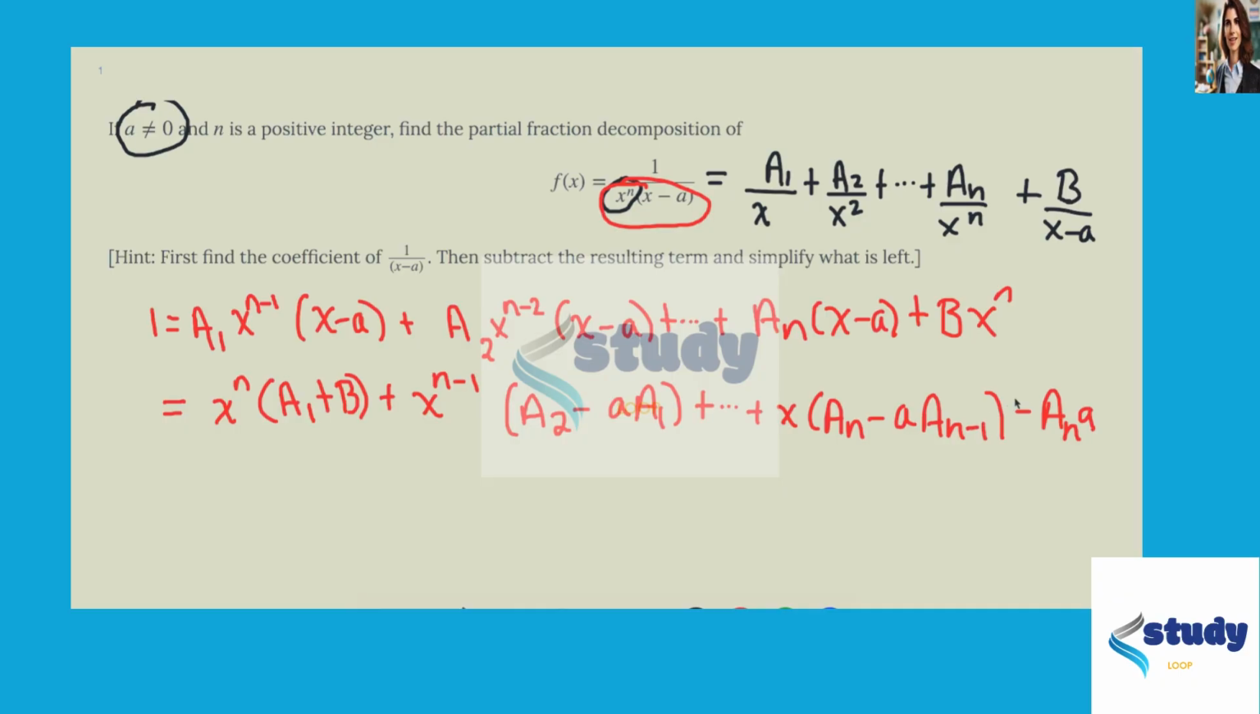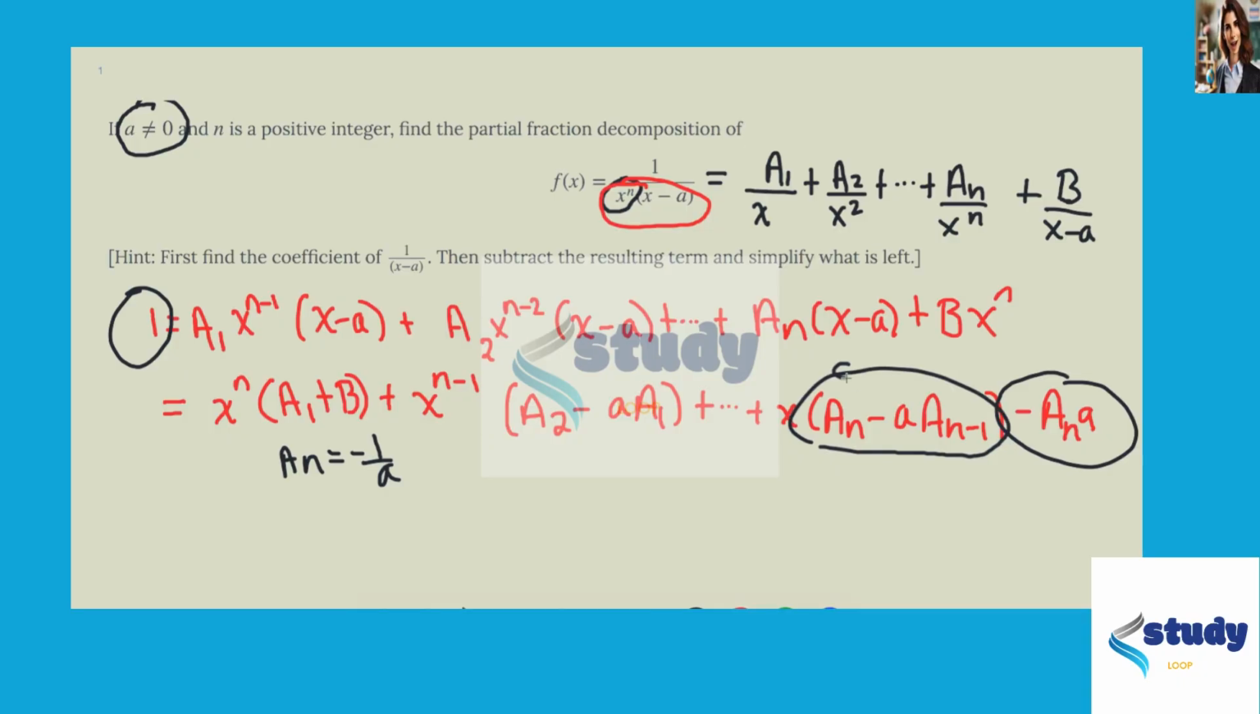So now, comparing the constant terms, we have a 1 on the left. We have a negative an a on the right. So that gives us an equals negative 1 over a. And for instance, we can use that to find this. We know this is equal to 0 because there's no x on the left. So let me write it this way: an minus 1 equals an over a equals negative a1 over a squared.